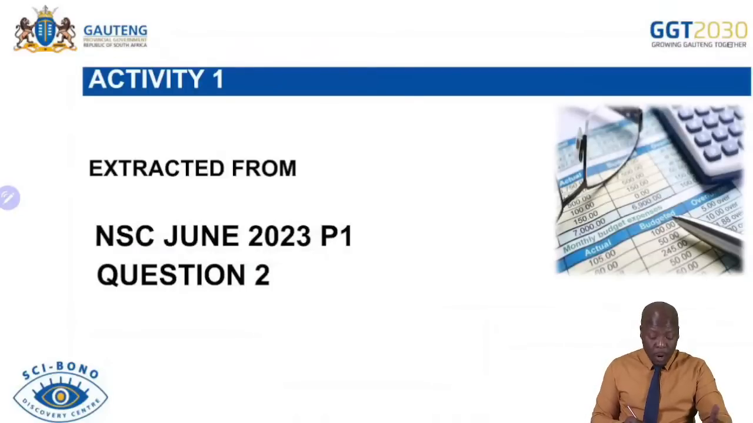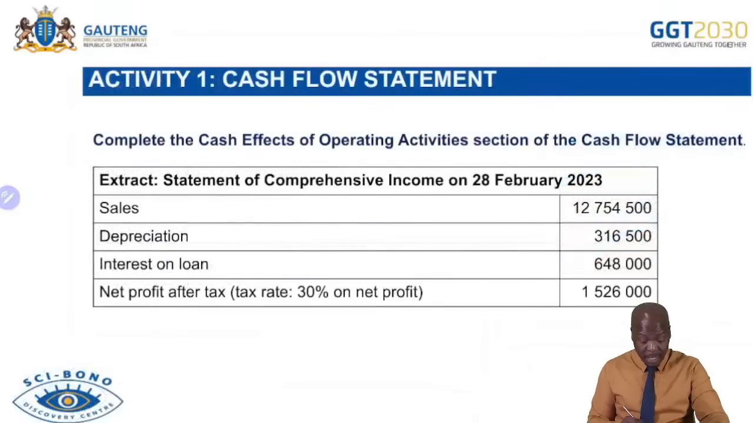To begin with, we're going to do activity 1, which is extracted from the NSC June 2023 Paper 1. And to begin with, we're going to do question number 2. Let's see the demands of this particular question.